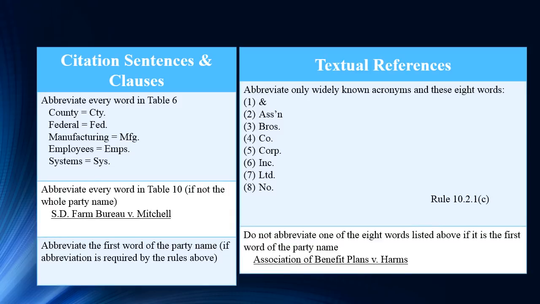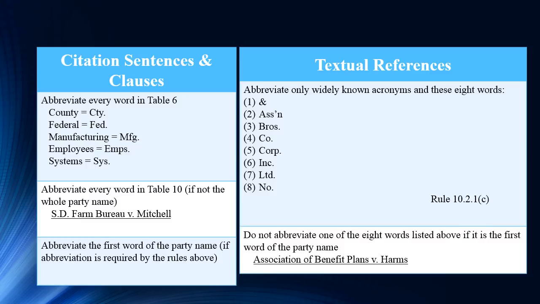Now let's look at some concrete examples starting with rules for citation sentences. Specifically in just citation sentences, you want to abbreviate every word in Table 6. I've listed some examples for your reference. Note that employees is plural, so I added an S at the end, making the abbreviation EMPS period. Note that even though systems is plural, the abbreviation information in Table 6 explicitly tells us that even plural forms of the word system should be abbreviated SYS period. In citation sentences, you also want to abbreviate every word in Table 10. This is only if the geographical term is not the whole party name. For example, SD Farm Bureau versus Mitchell, South Dakota, per Table 10, is abbreviated S.D. Finally, you must abbreviate the first word in the party name in citation sentences if the abbreviation is required by the rules above.